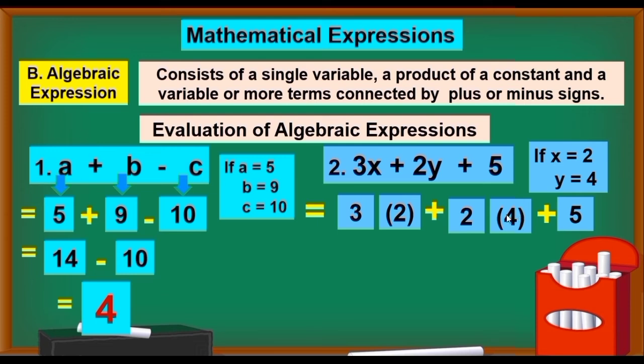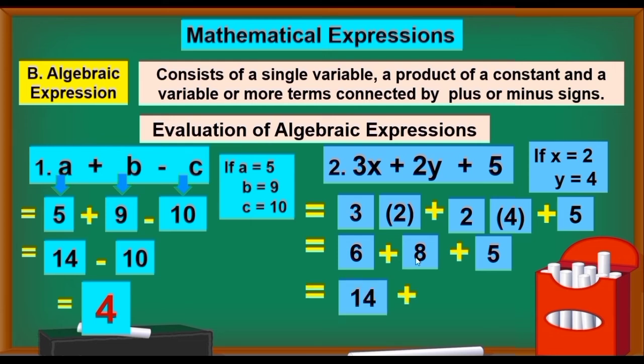So, gagamitin ulit natin ang PEMDAS since walang parenthesis, walang grouping siya. So, doon na tayo sa multiplication. So, multiply natin si 3 times 2 at ang 3 times 2 ay 6. Plus, ang 2 times 4 ay 8 plus 5. And then, doon na po tayo sa addition. So, 6 plus 8 is 14 plus 5, and 14 plus 5 ay equals 19.